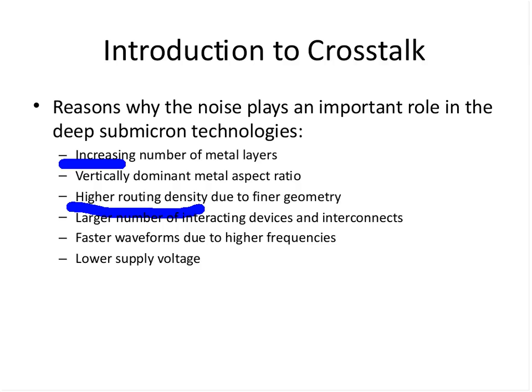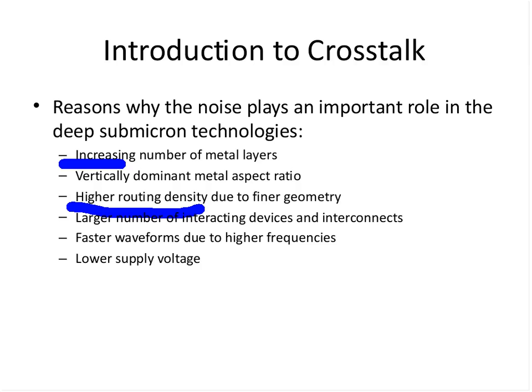This means that the metal layers are coming closer and closer together. When the metal layers come closer together, the capacitance between them cannot be ignored. Earlier it used to be minimal. The coupling capacitance is the capacitance between two metal layers. Earlier this capacitance used to be very small when compared to the capacitance of the net with respect to the ground. Now these capacitances are not trivial.